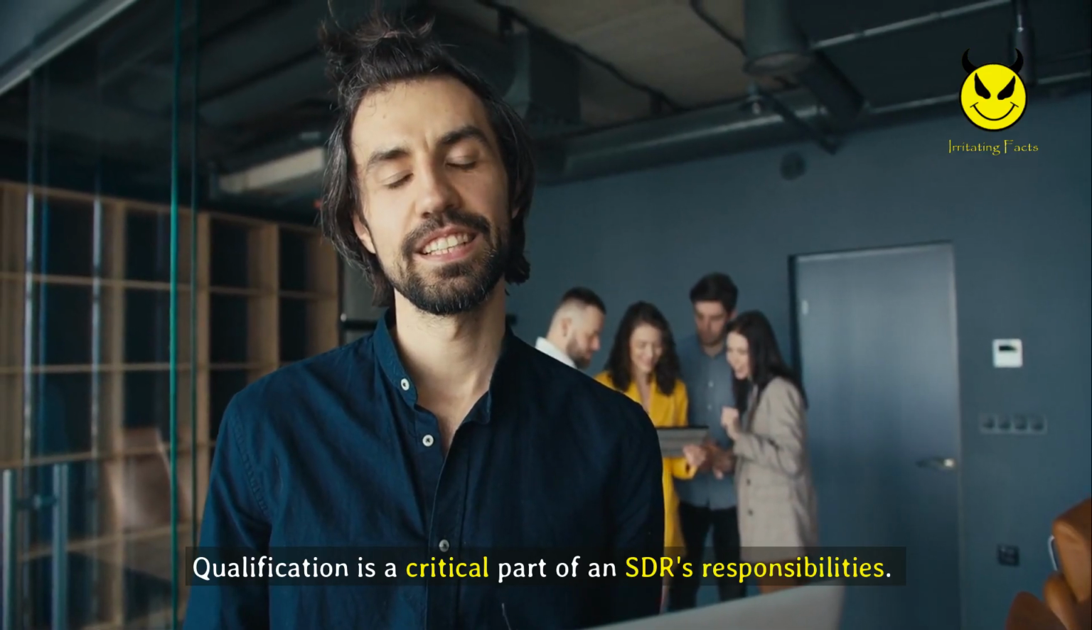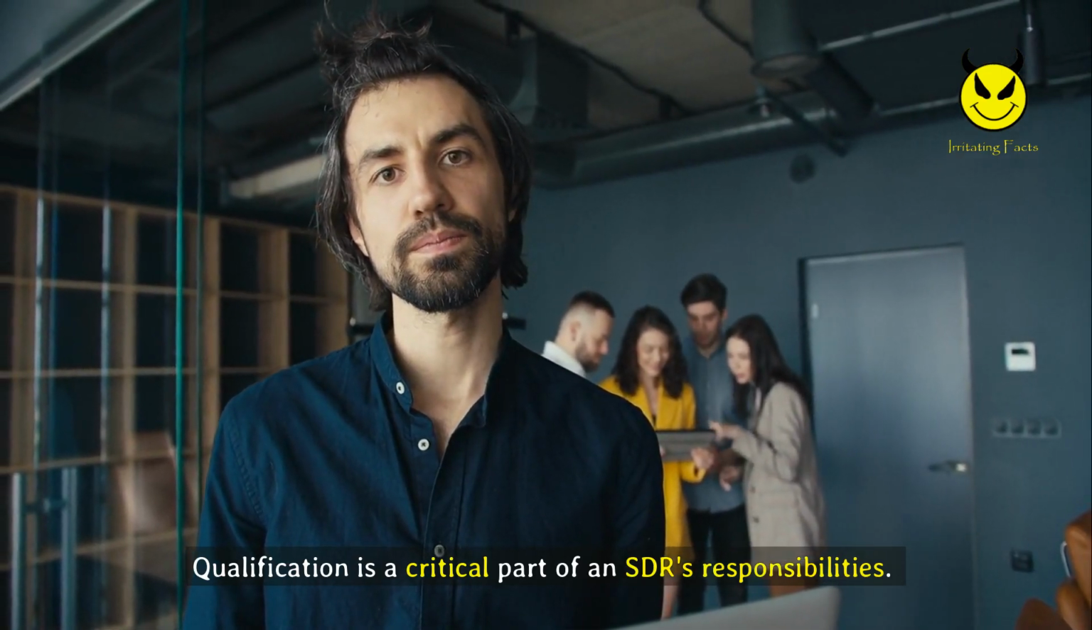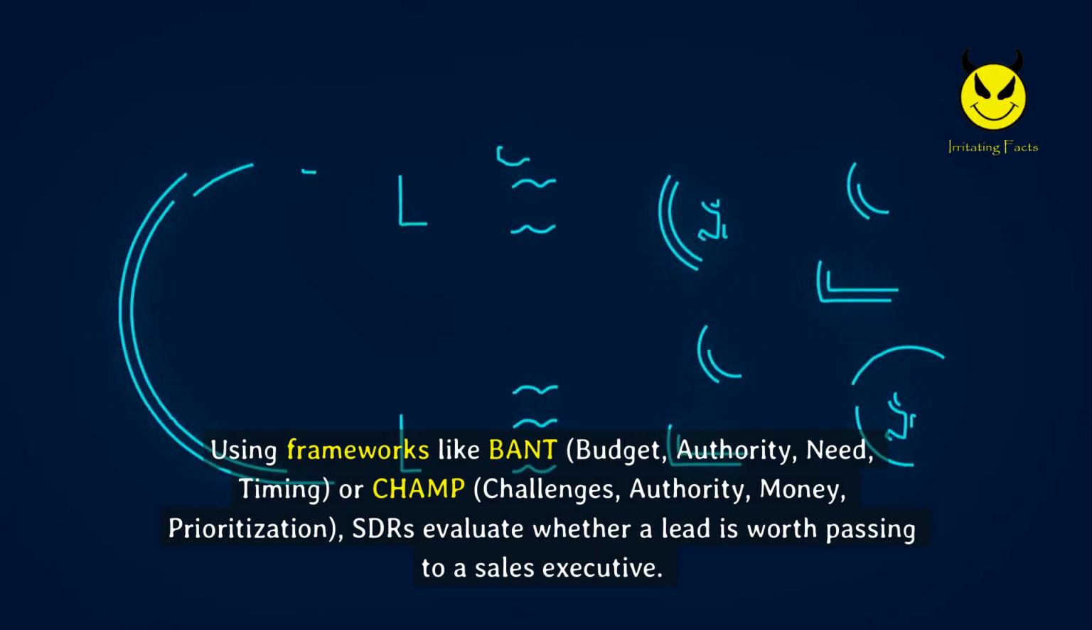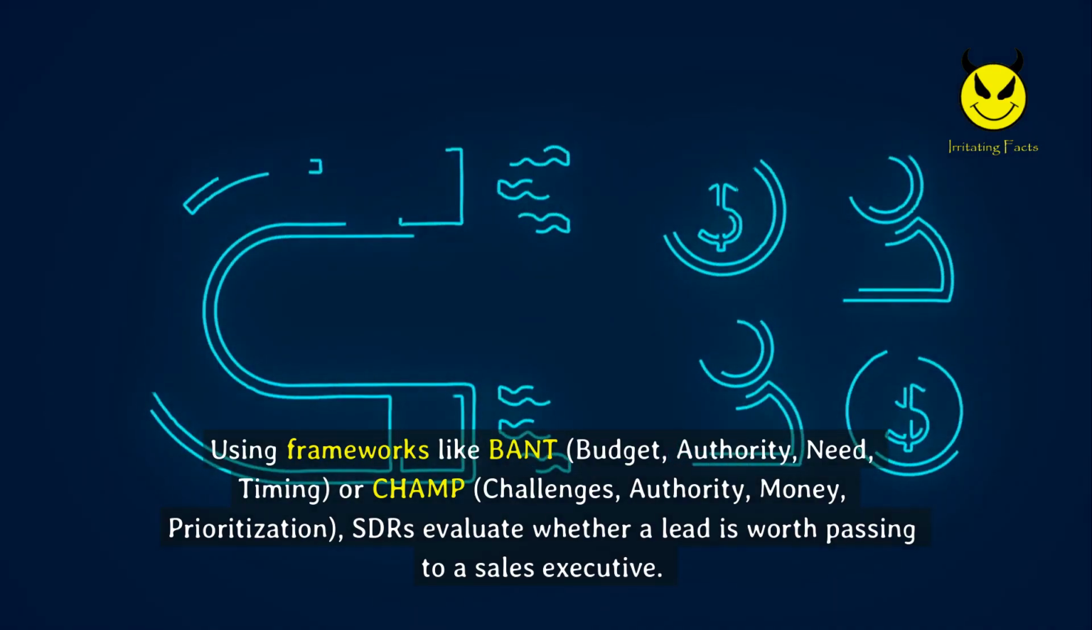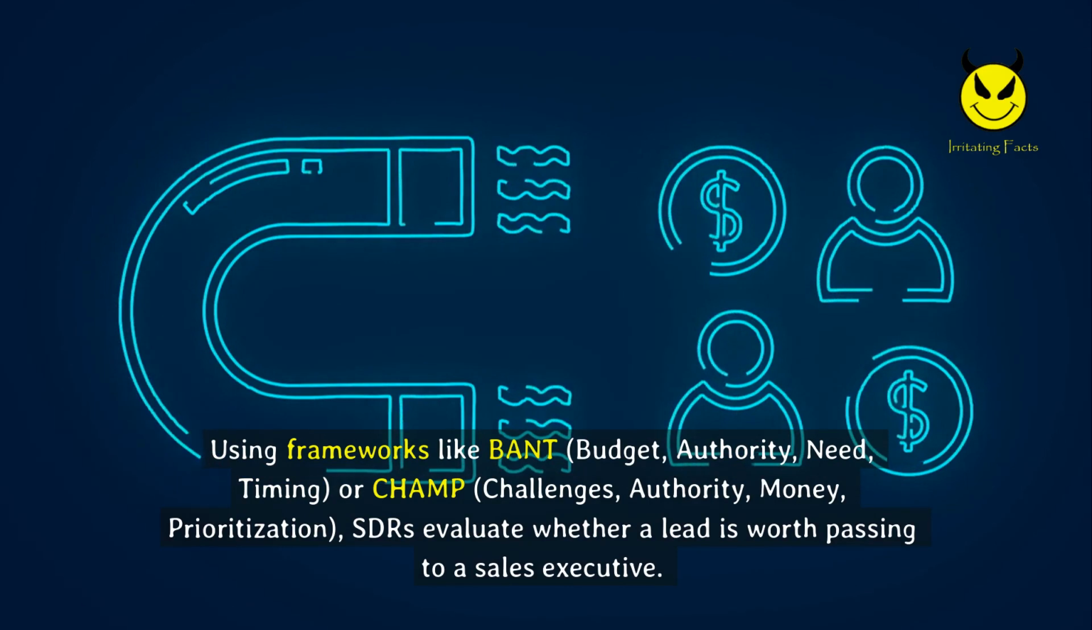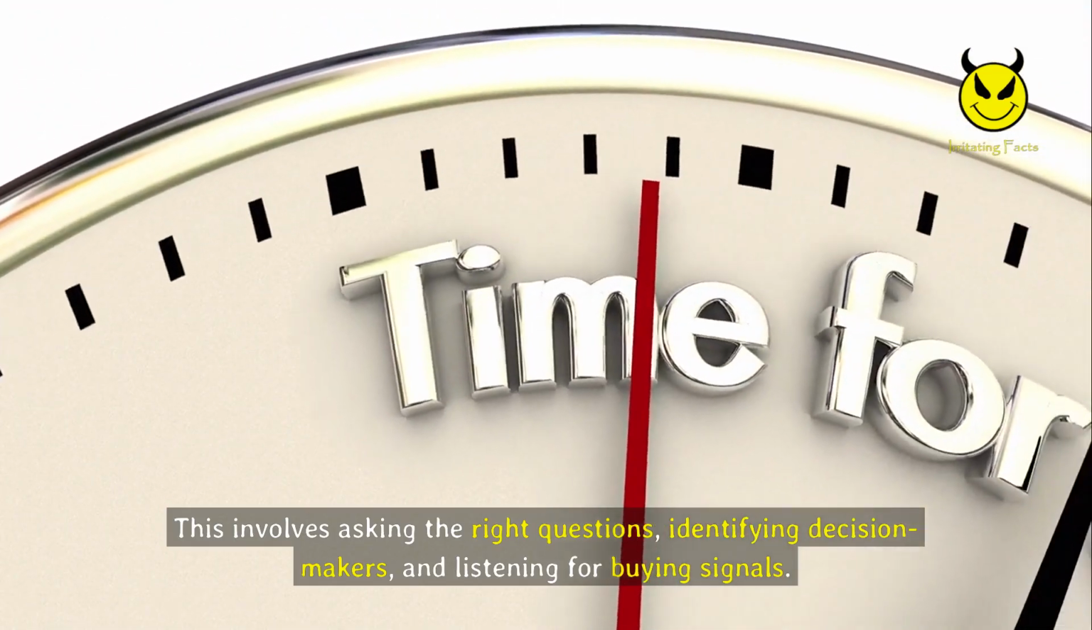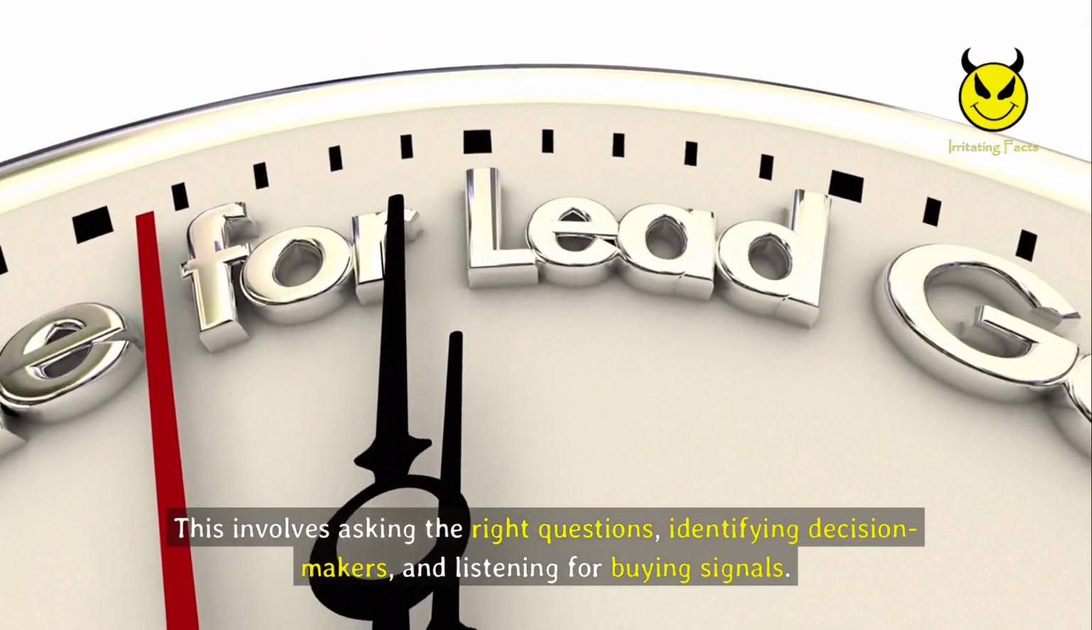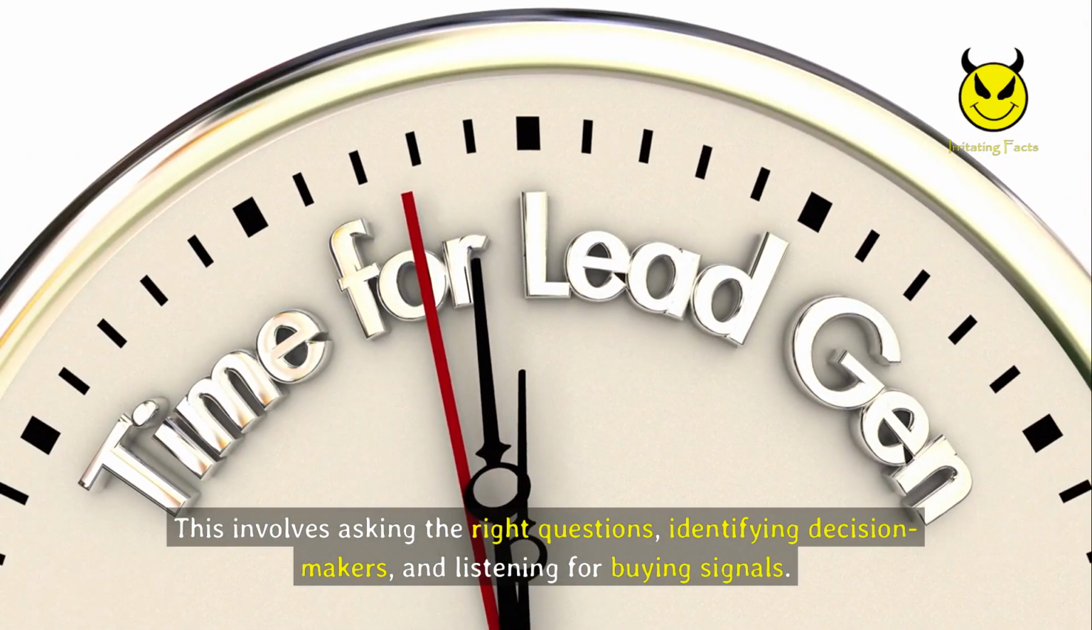Qualification is a critical part of an SDR's responsibilities. Using frameworks like BANT, budget, authority, need, timing, or CHAMP, challenges, authority, money, prioritization, SDRs evaluate whether a lead is worth passing to a sales executive. This involves asking the right questions, identifying decision makers, and listening for buying signals.